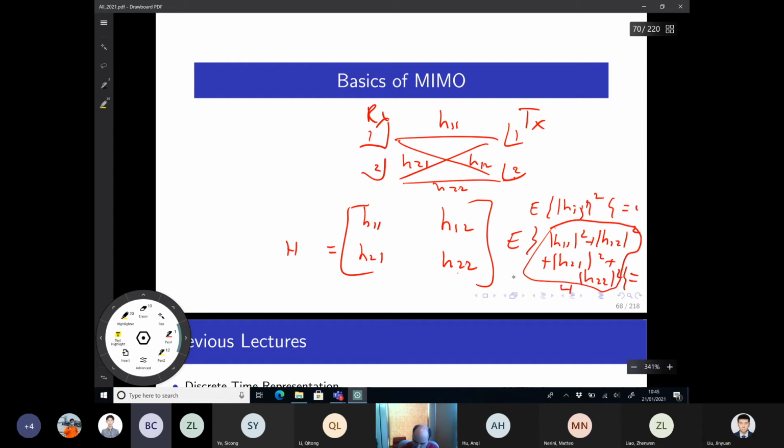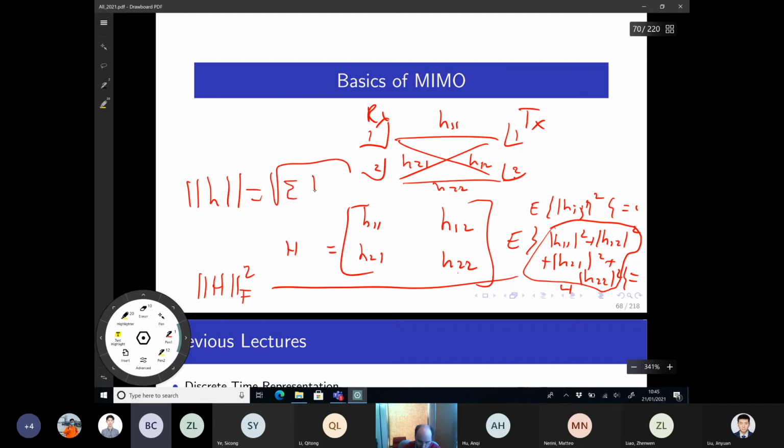This sum here, you can write more easily as follows. This will be the square of the Frobenius norm of H. What is the Frobenius norm? It's essentially the equivalent of what we had with a vector. We had the square root of the sum of |h_i|^2, right? Here, if you take the square of this, you remove the square root. Here it will be the sum of the squares of all those coefficients in that matrix, right?